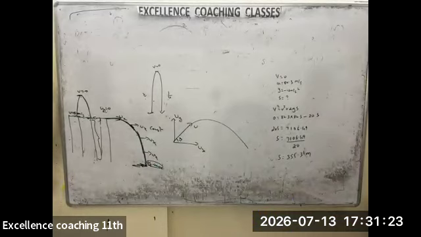A ball is thrown horizontally and at the same time another ball is dropped from the top of the tower with same velocity. A ball is thrown and another one, at the same time you are dropping a ball, but velocity is same. So it is asking you, will both the balls hit the ground with the same velocity or with different velocity?